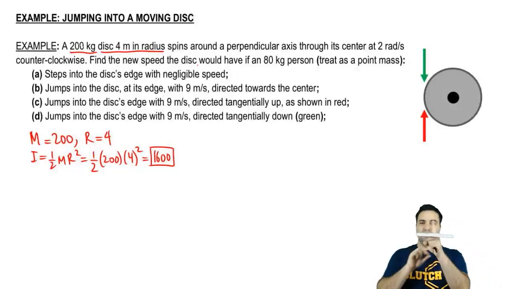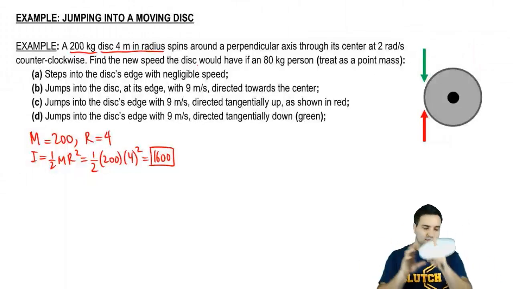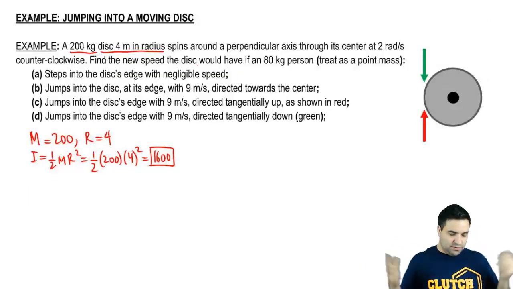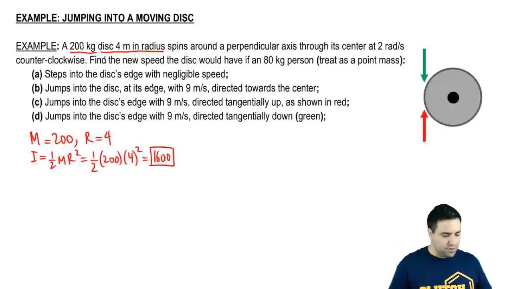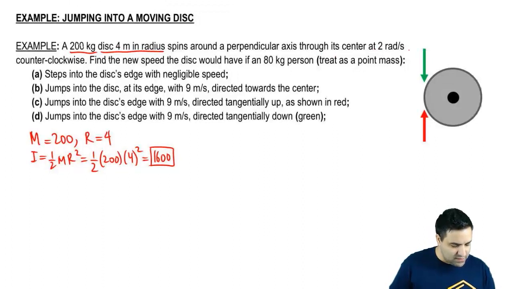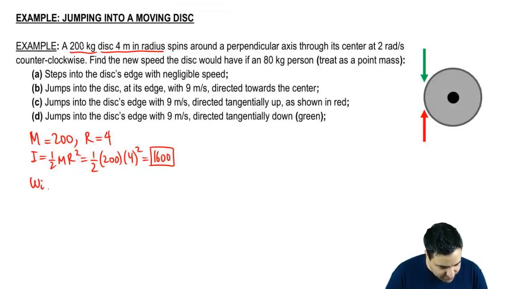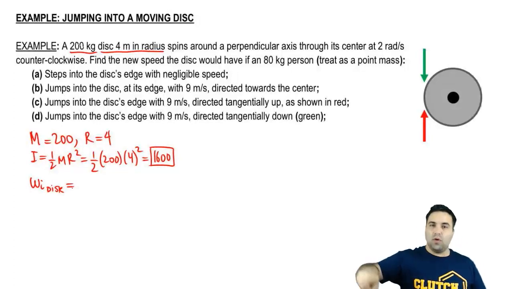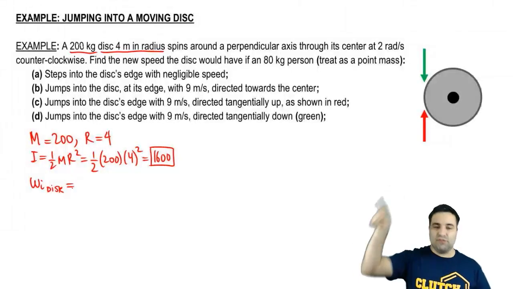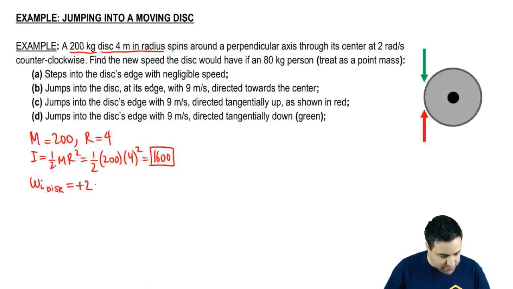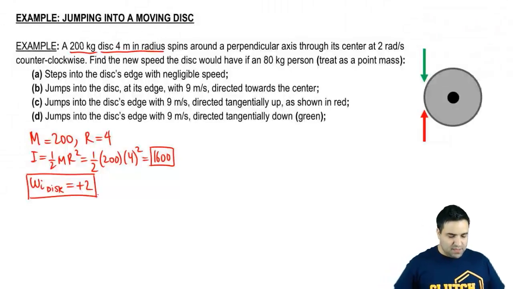So a perpendicular axis through the center of a disk just means that the disk spins like this, like you would expect a usual disk rotation to look like, with a velocity of 2. So the omega initial of the disk is 2 counterclockwise. Counterclockwise is in the direction of the unit circle. It's a positive 2. Okay, so the disk has I of 1600 and an omega initial of positive 2.